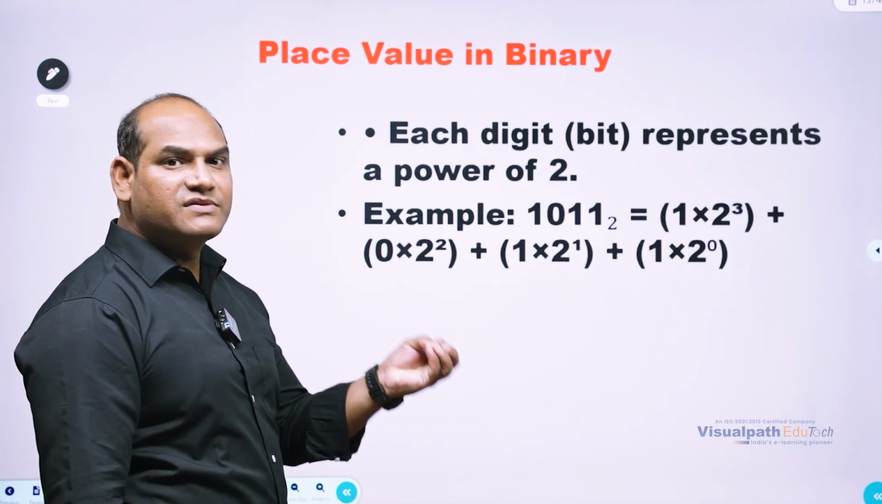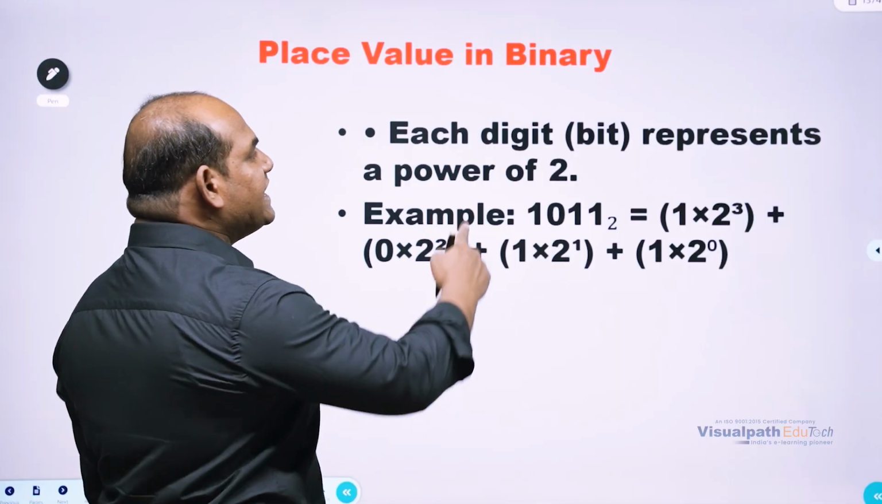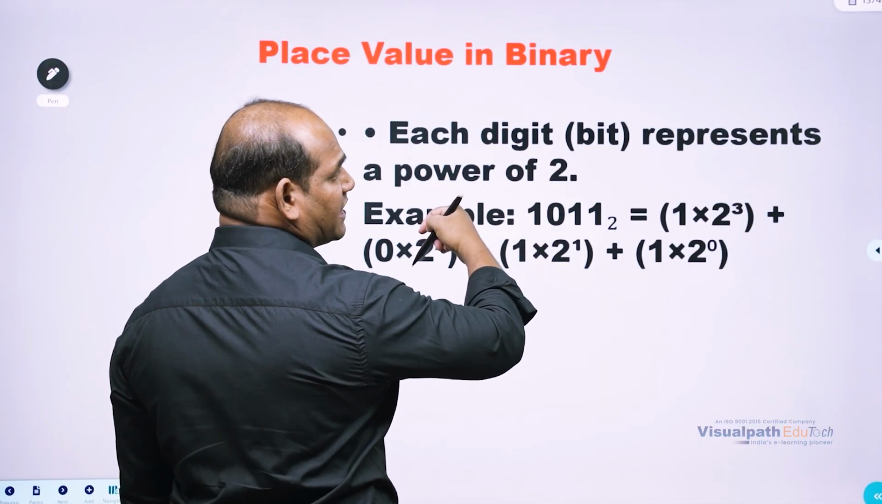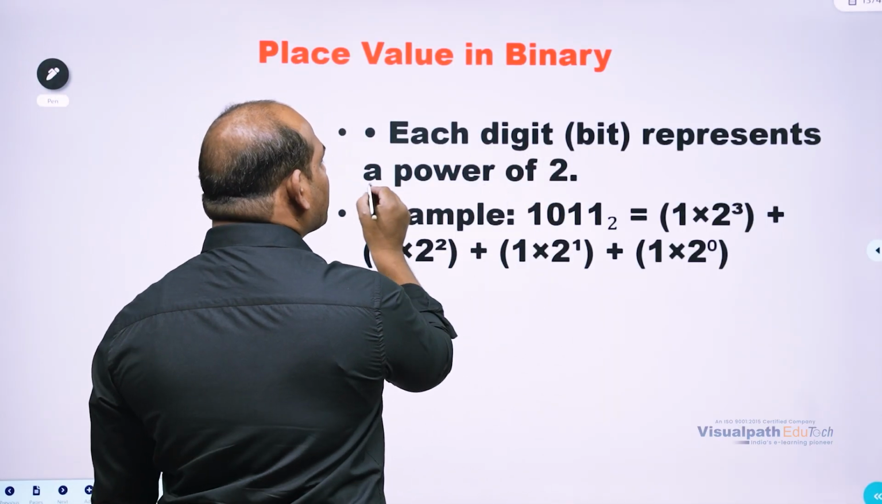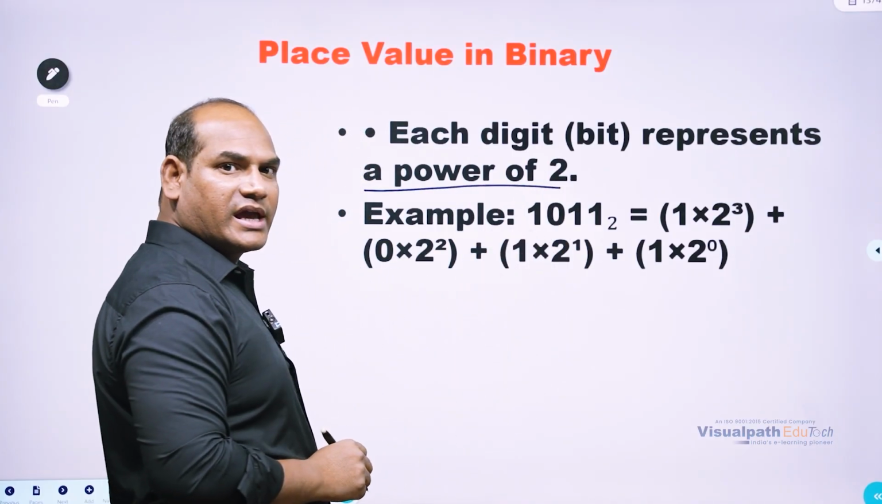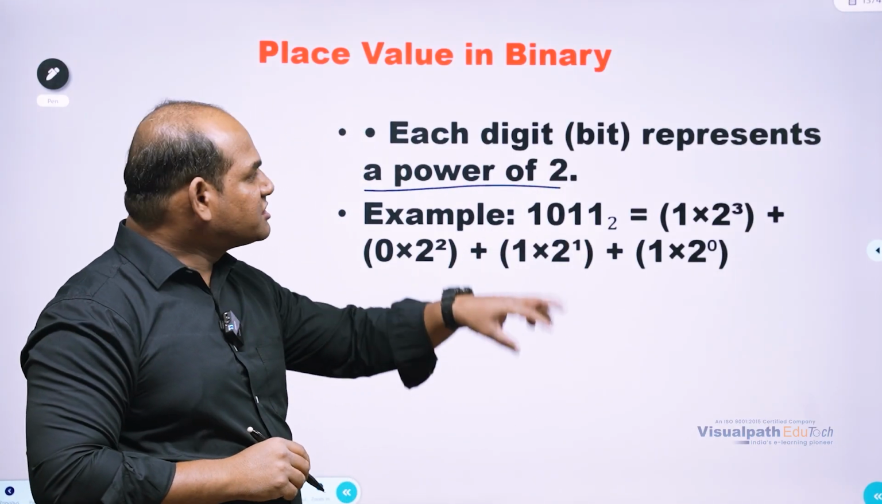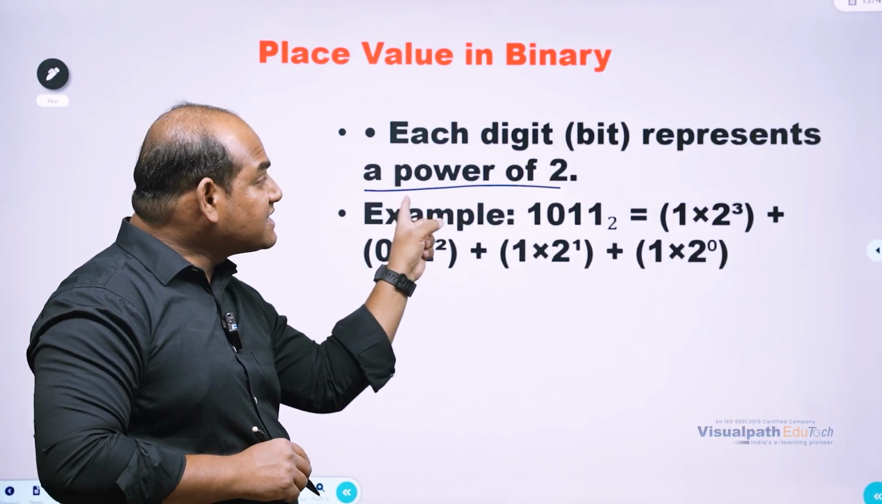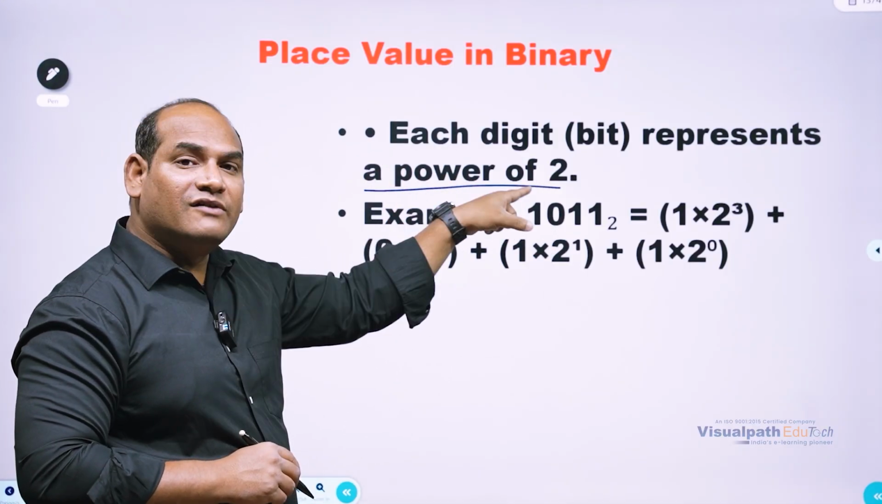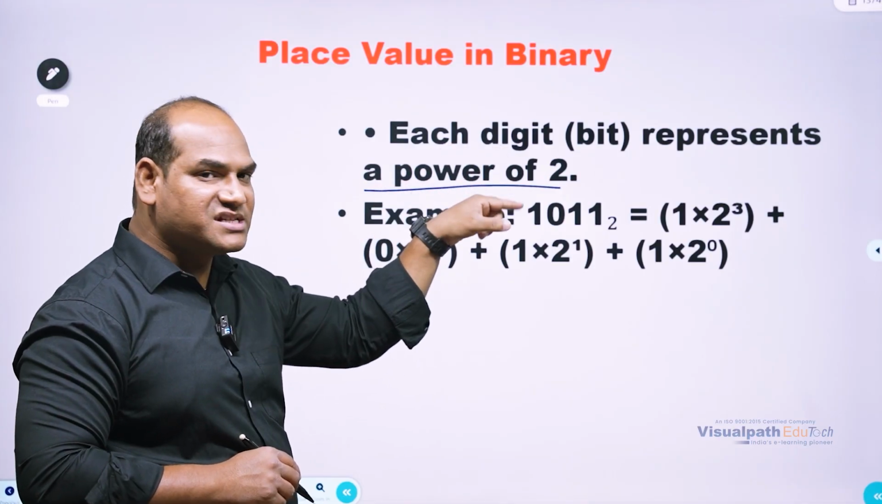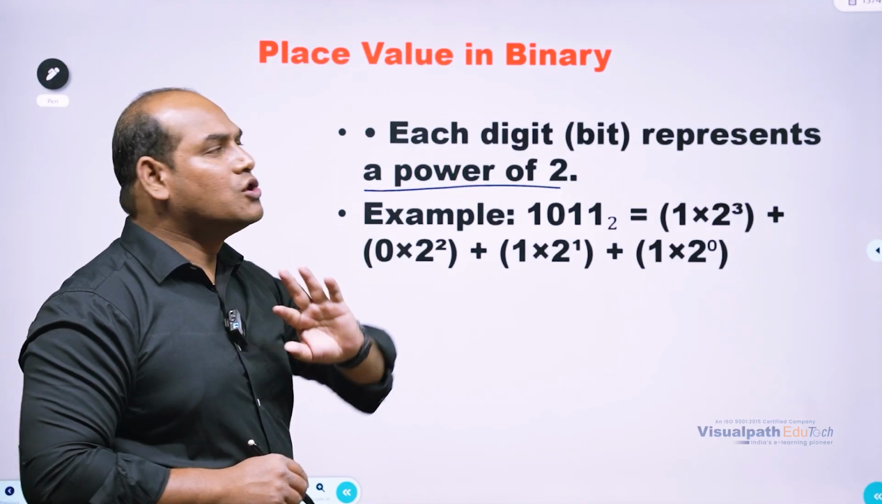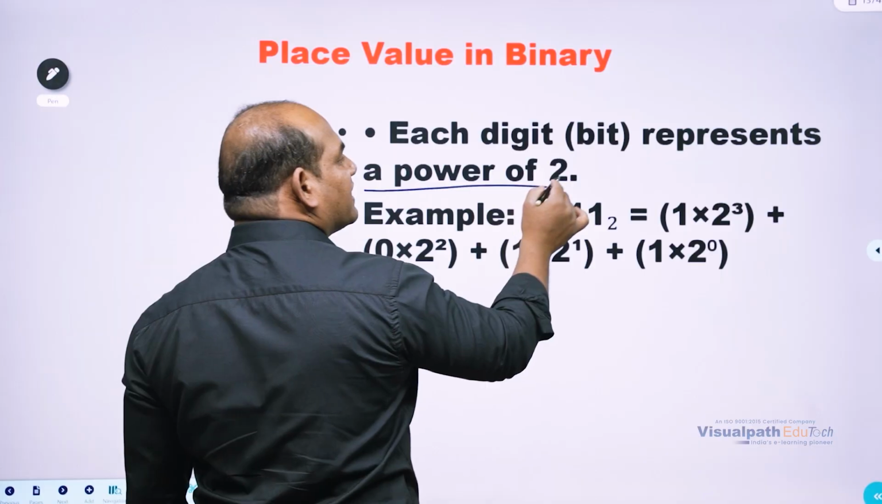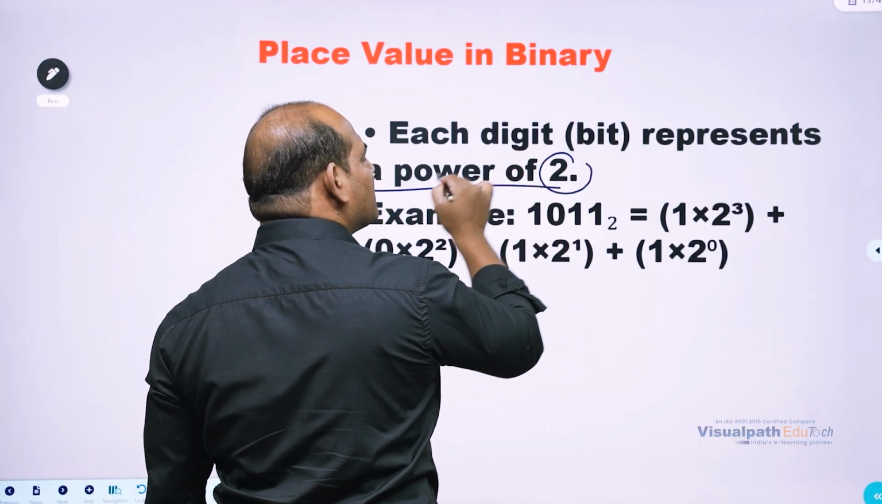Next, place value in the binary. You see here, each digit, that means a bit also we can say, represents a power of 2. As it is a binary number system, it is the power of 2. If it is the octal number system, it is the power of 8. If it is the hexadecimal number system, then it will be the power of 16. If it is the decimal number system, it is the power of 10. So, as we are discussing binary, each digit represents a power of 2.